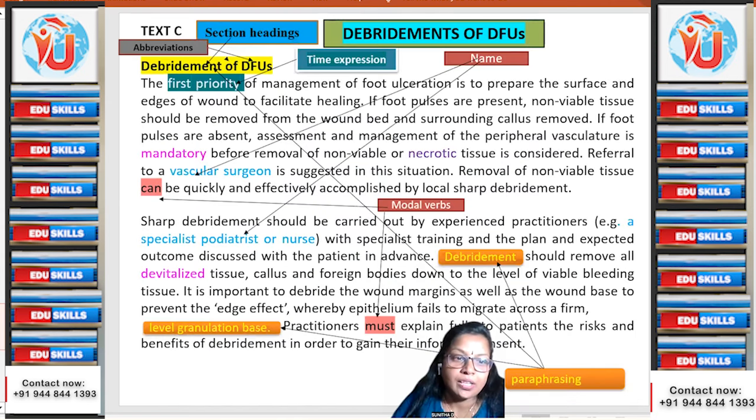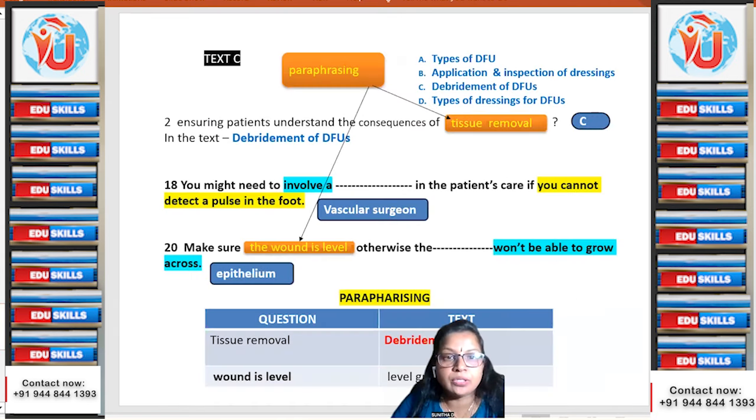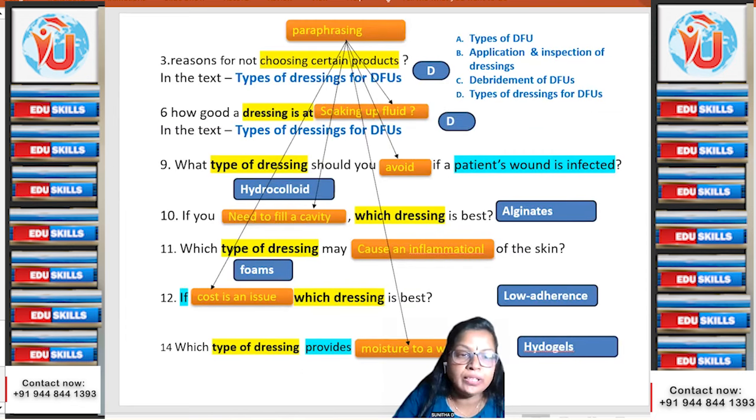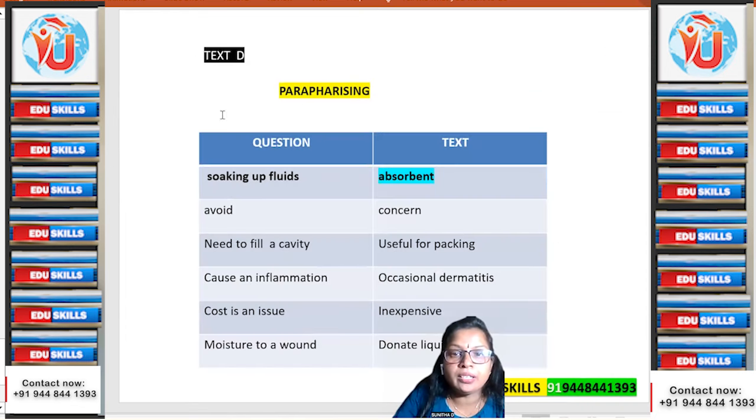No. So what are the questions from the text, C, 18 and 20? Here, tissue removal. We know that is debridement. Then the person is a vascular surgeon. But another word which is paraphrased is "the wound is level." In the text, what they mentioned is "level granulation base." Okay. Soaking up fluid in the question, but in the text they mentioned "absorbent." In the question they mentioned "avoid," but in the text they paraphrased it to "concern."